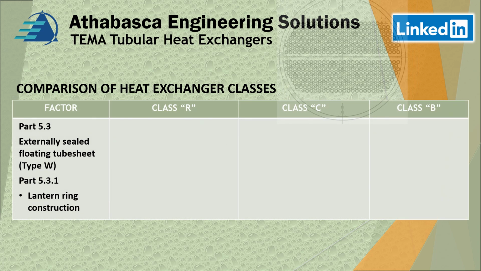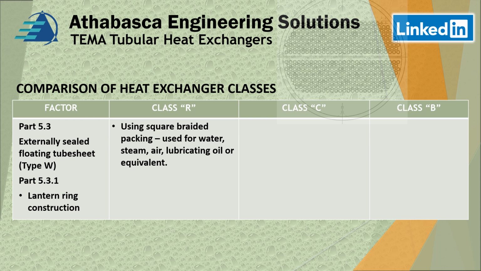Part 5, if we go down and have a look at 5.3, what we can see is that has to do with externally sealed floating head tube sheets. In particular, they point out type W, and in particular 5.31, which is lantern ring construction. So in this case, you need to use a square braided packing. If you're using that, it's for applications for water, steam, air, lubricating oil, or equivalent.